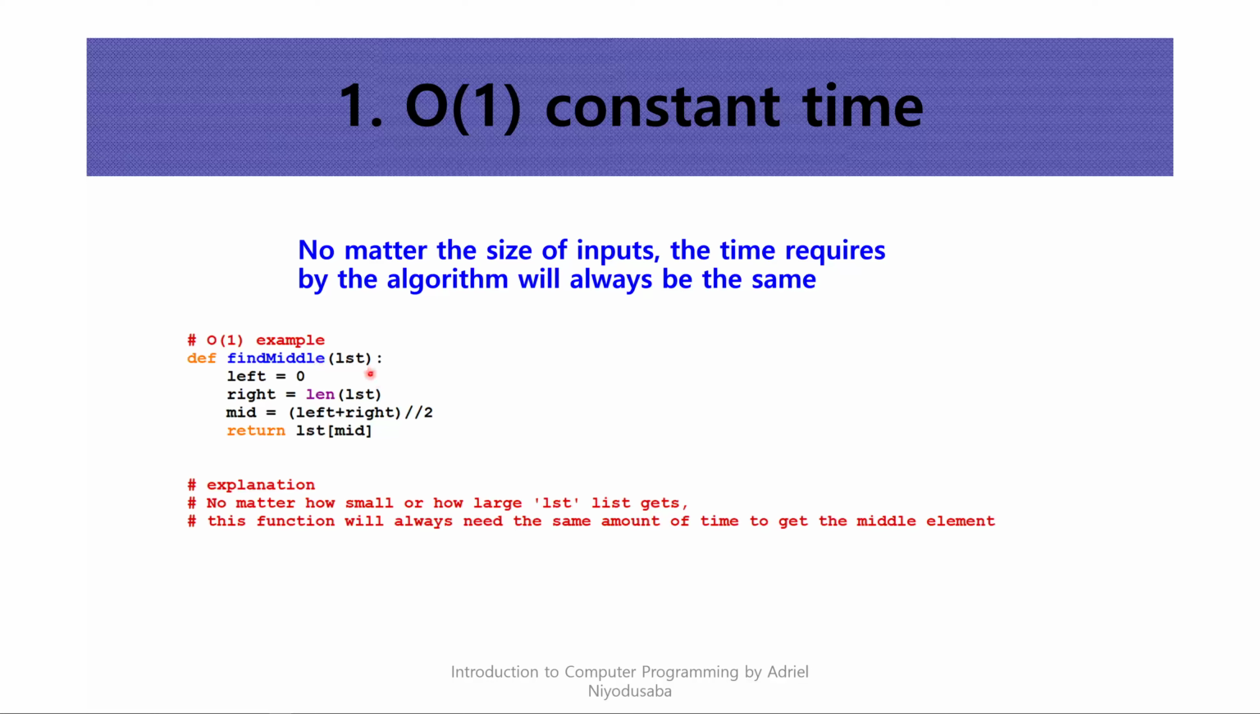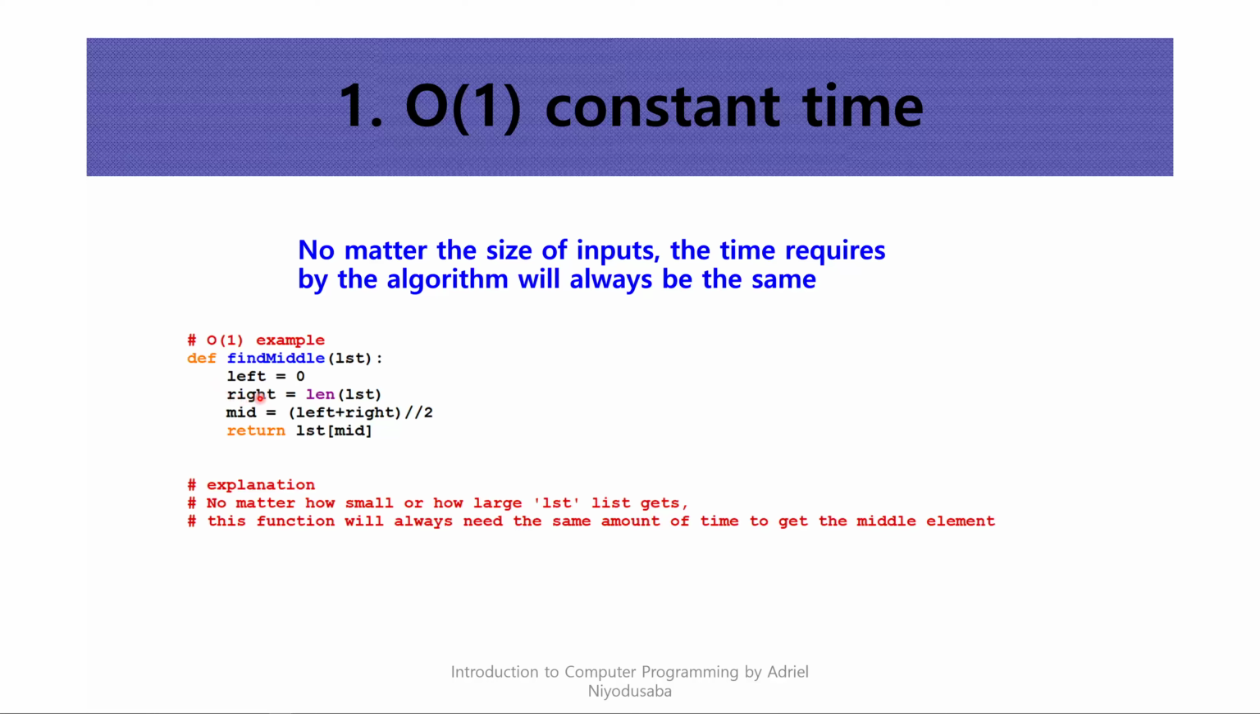So the amount of time required by the algorithm will never change regardless of how many inputs we have. And I have a very classic example here. I trust you have probably been reading it. So this function finds the middle of a list. We find the element in the middle of the list. And what we need to do to find that element is we just need the left and the right of the list, and then we simply divide by 2 and find the element at that index.